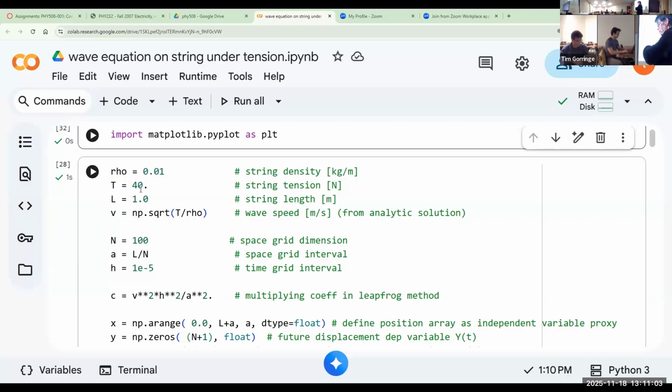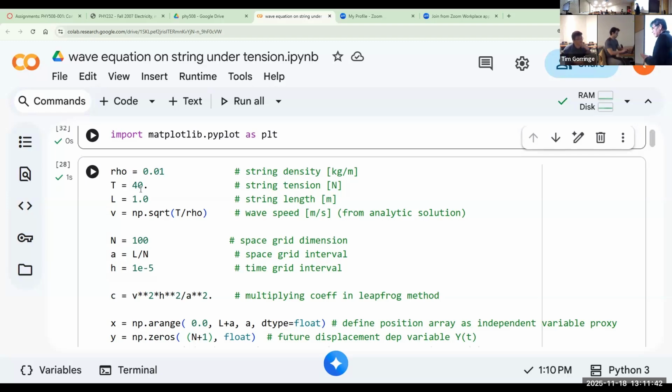But the tension and the mass density have an important influence on the wave on the string because they control the speed of the wave. You could explore this, experiment: you can make the wave go faster or slower by changing those two parameters. The speed v is the square root of T over rho. Anyway, I've set these parameters up, because we had also solved it analytically.